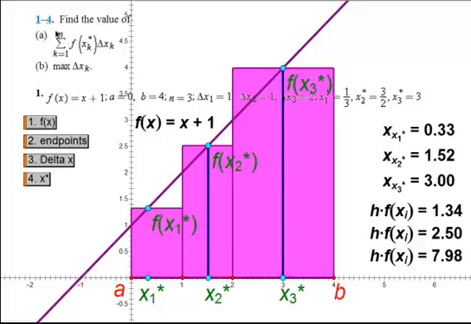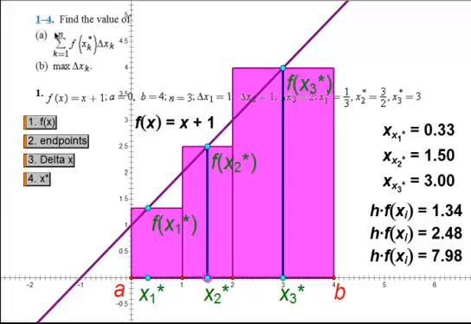Then k gets incremented to 2. So now x sub k is x sub 2 star. Well, we were given that x sub 2 star should be about 1.5. So this should be at 1.5. And then f of x is going to be 1.5 plus 1, which is 2.5. And the width again is 1 because delta x2 was given as 1.